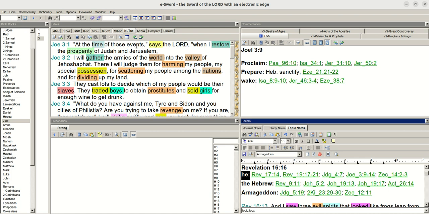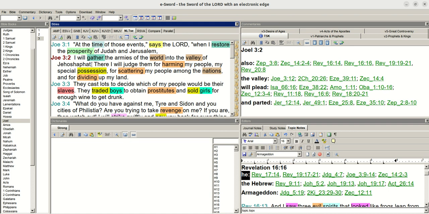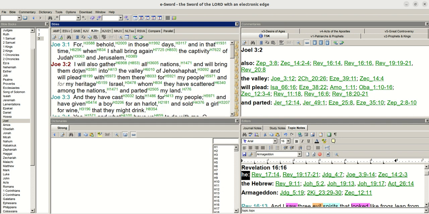"At the time of these events, says the Lord, when I will restore the prosperity of Judah and Jerusalem, I will gather the armies of the world into the valley of Jehoshaphat." And we should probably look up this word Jehoshaphat to see if it actually means Armageddon. And we can actually quickly click over to the King James Plus, and we got verse 2.